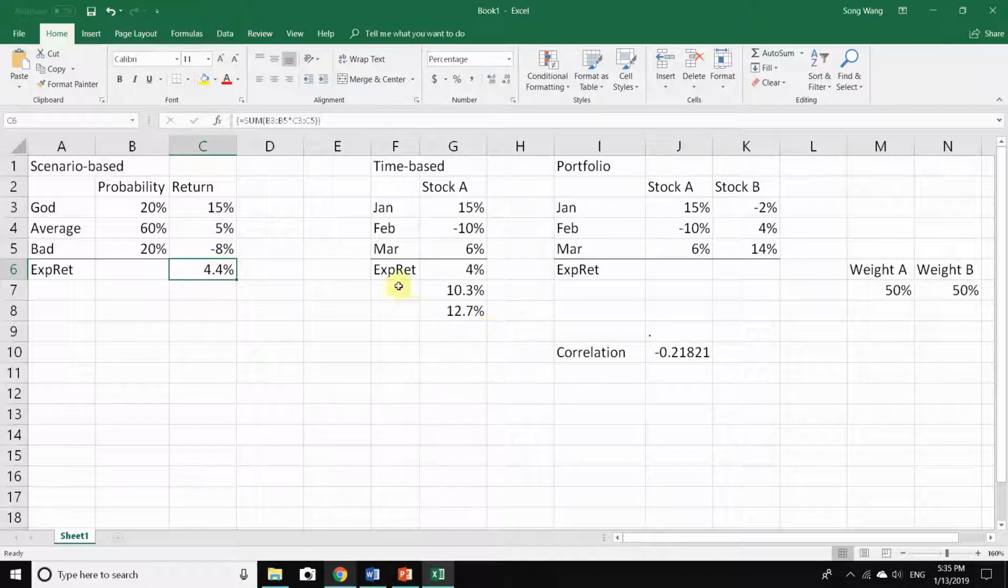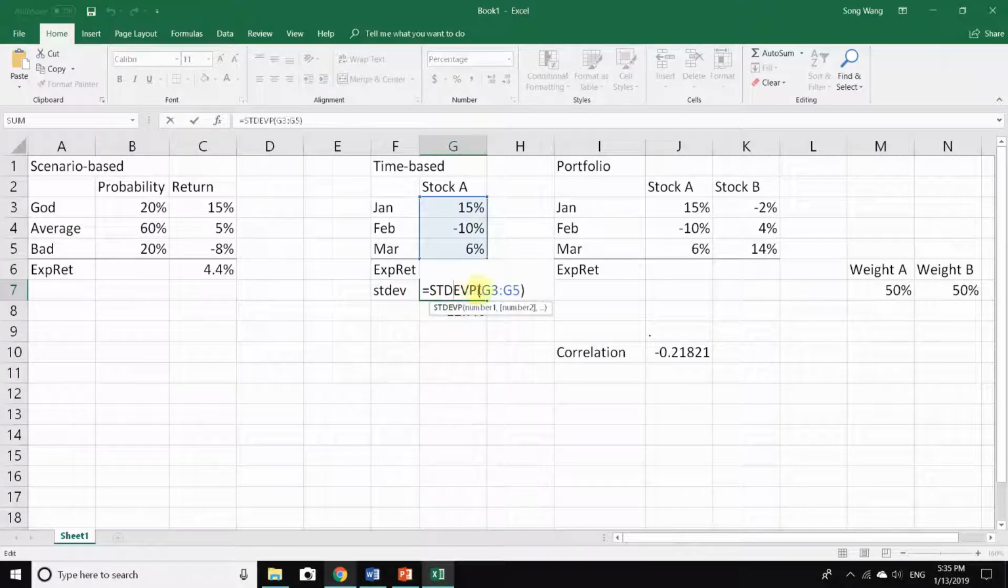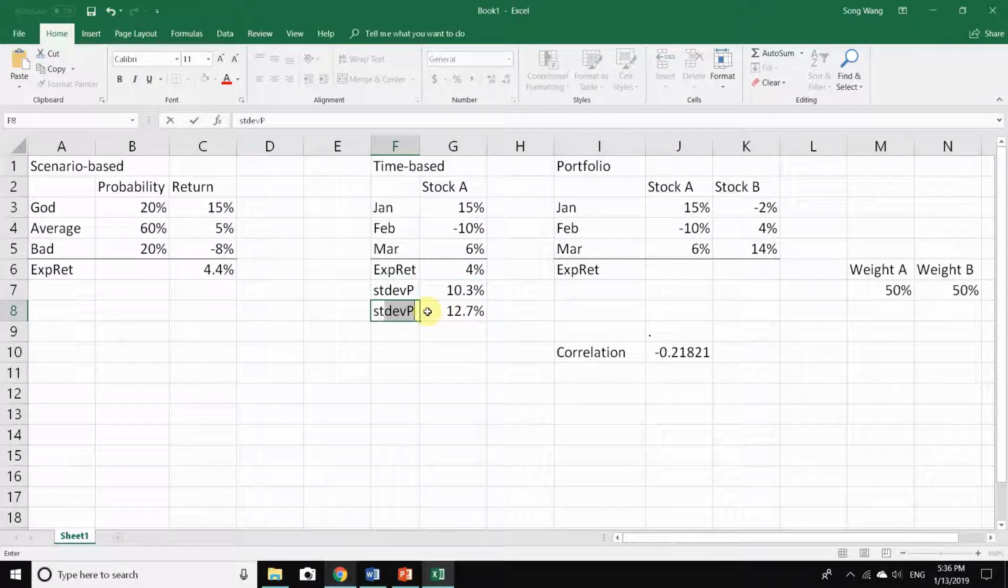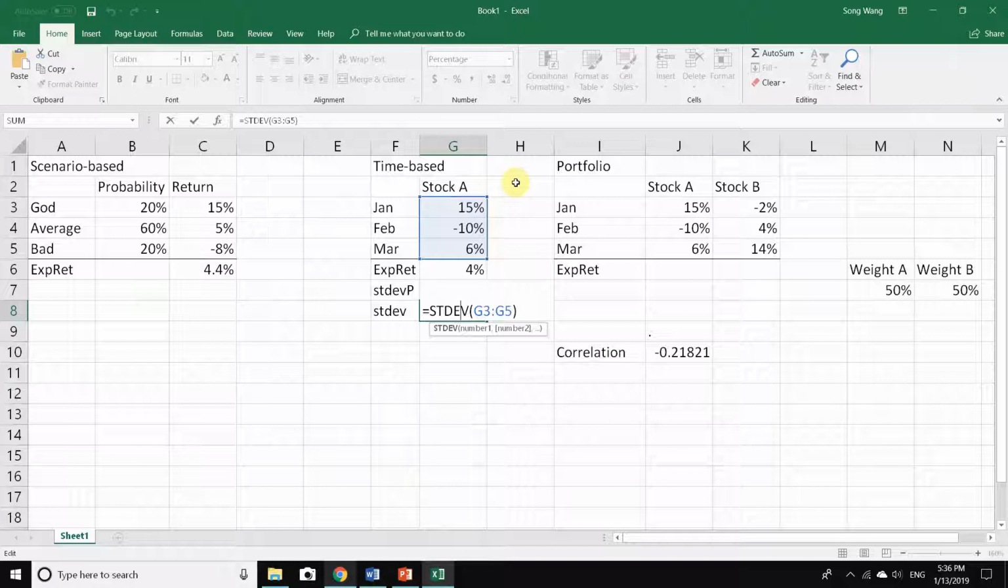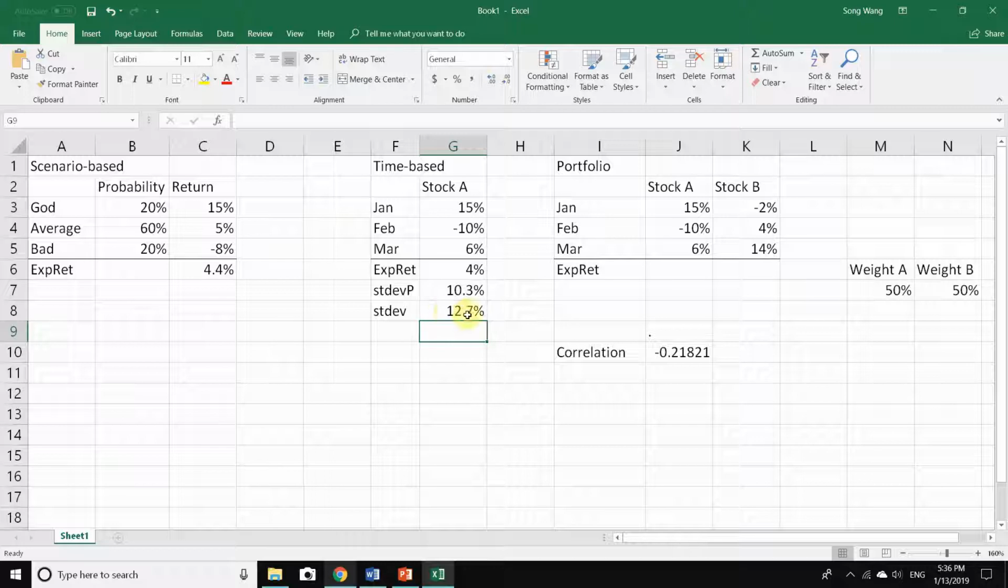Okay, and to get a standard deviation, the time-based case is much easier. So for standard deviation here, you have 2 numbers, so that's the standard deviation based on the entire population. You can see that the p is something extra I put in there. So let me just put a p here. P stands for population, or you can just use STDEV. That's it. And STDEV basically recognizes all the 3 returns as a sample of returns for the entire history of the stock. Okay, so use STDEV, and that's your answer.